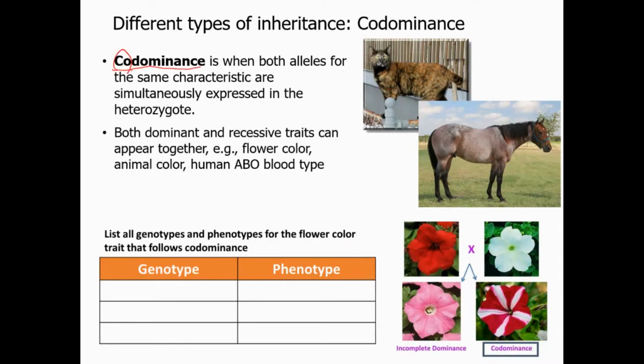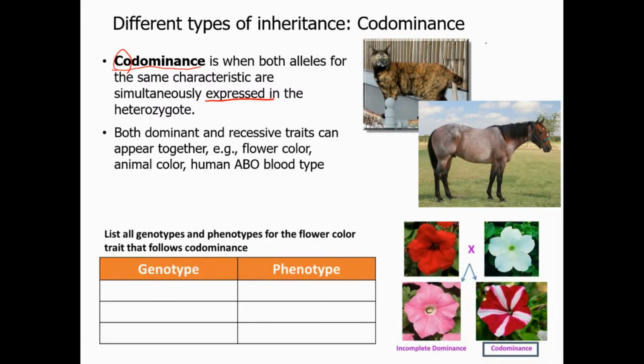So you know what co means, right? That means the two alleles that are present are both dominant alleles. So again, what does dominant mean? That means that allele is expressed, right? Is shown in the offspring. We are going to look at some examples.